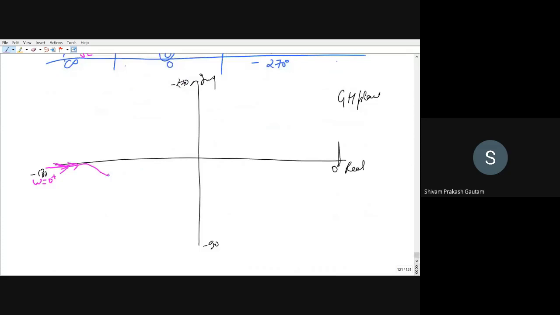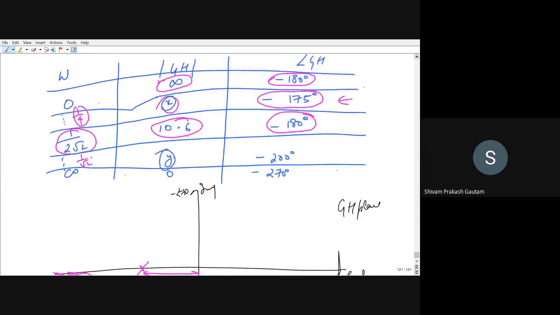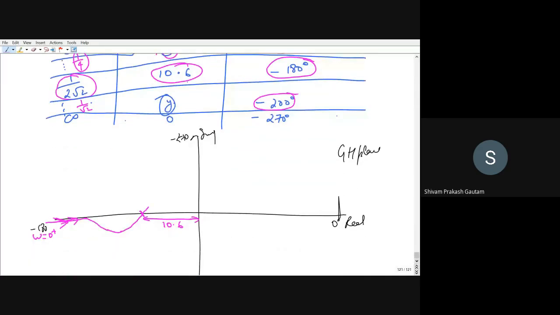So when you keep on increasing the frequency, it will again come back. And this is the point where the magnitude, meaning the distance from the origin, is 10.6. This is the point where we're having 10.6, and phase is again minus 180 degree. When you keep on increasing the frequency, our phase has become minus 200 degree. Minus 200 degree means it will go in the upward direction. And when you put omega is equal to infinity, your magnitude has become 0.